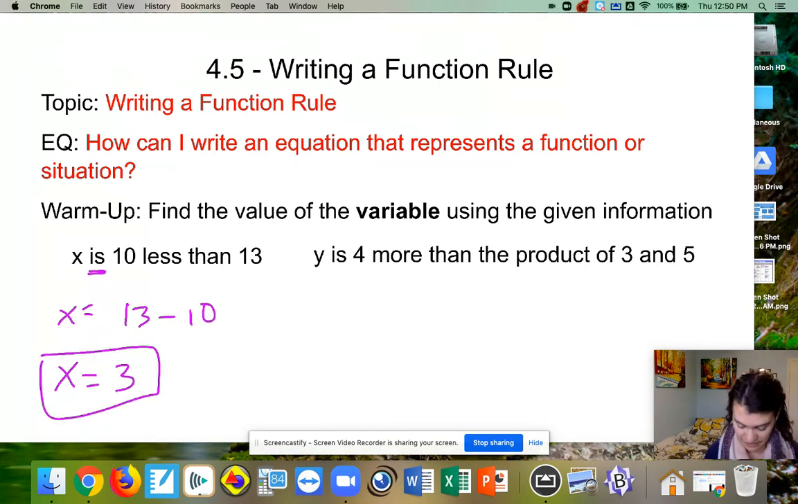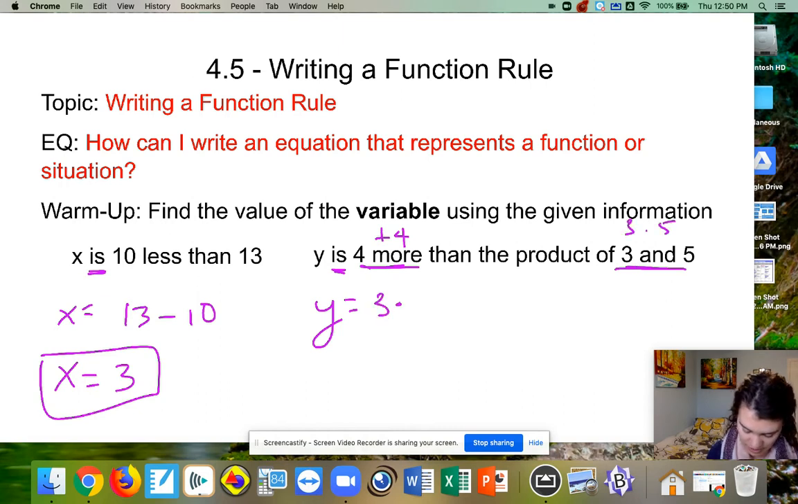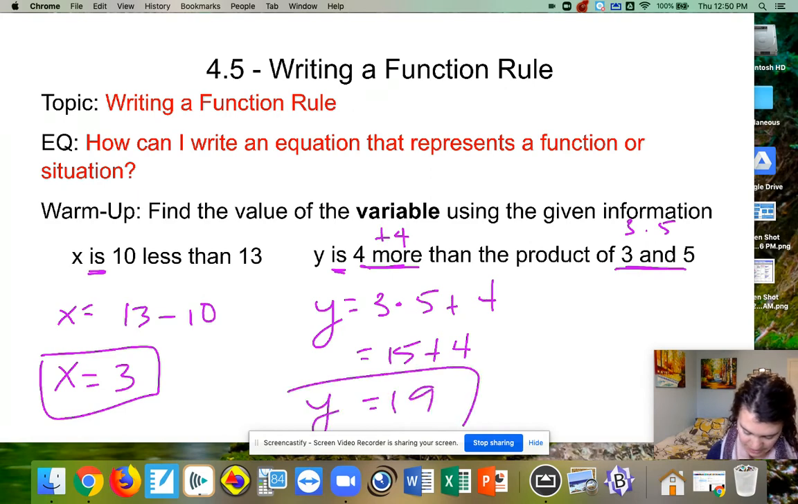Same idea with the next one. We have the "is", that's your equals. So y equals 4 more, so it'd be plus 4. Then the product of 3 and 5, so it'd be 3 times 5. So you want 3 times 5 plus 4, which is 15 plus 4, so y equals 19.